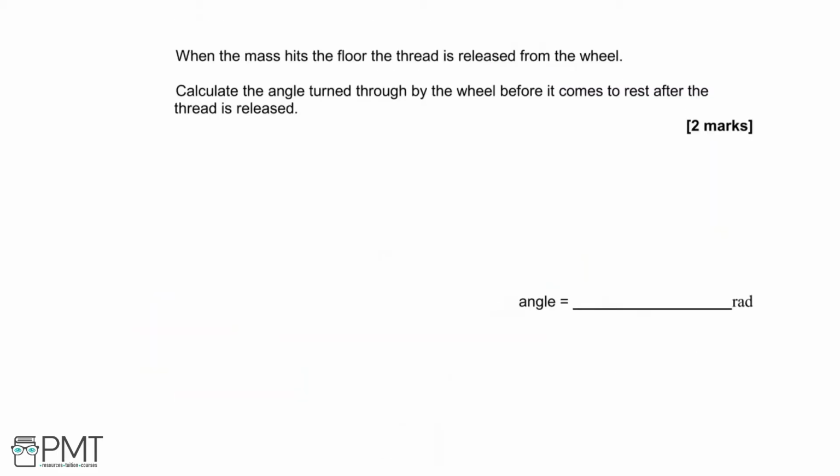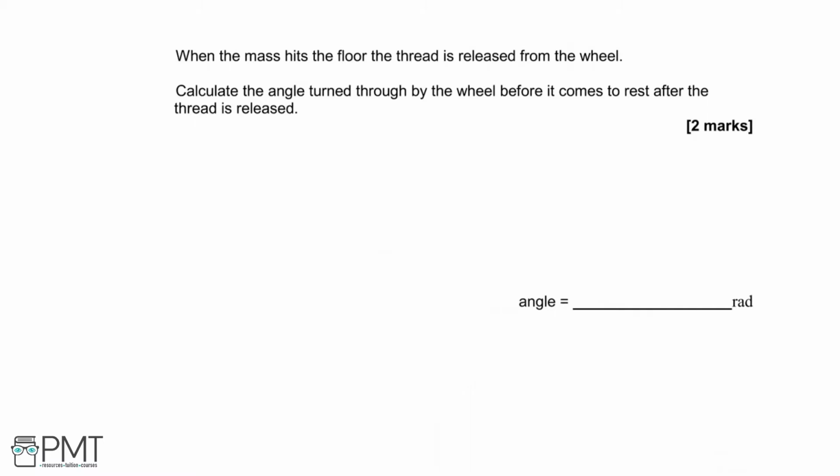When the mass hits the floor, the thread is released from the wheel. Calculate the angle turned through by the wheel before it comes to rest after the thread is released. Now the place to start when picturing something like this is with a linear system where an object moving with a certain speed is subjected to friction or air resistance, and it gradually slows down and comes to a stop. Well, this spinning wheel is doing the same thing, but it's just rotational.